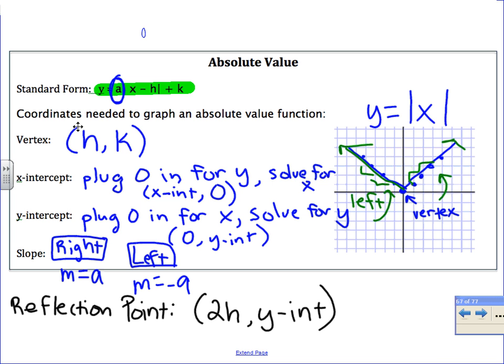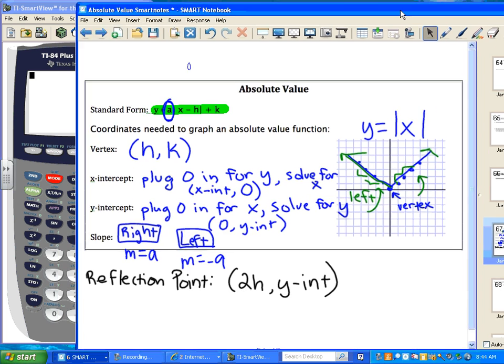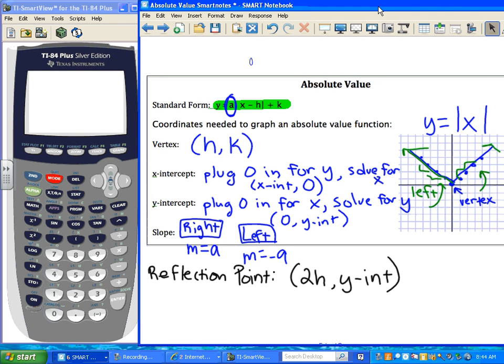So the vertex, the x-intercept, the y-intercept, the slope, and the reflection point, I'm going to show you how to find with some examples here. Before I do that, I want you to take a look at your calculator. Let me show you how to type in absolute value so we can check our graphs as we're going.